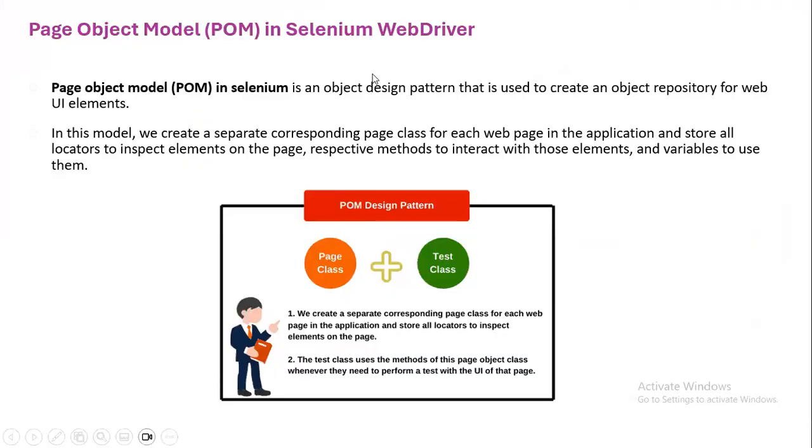What is a page object model? Page object model in Selenium is an object design pattern used to create an object repository for web elements. In this model, we create a separate page class for each web page in the application and store all the locators to inspect elements on the page, and the respective methods to interact with those elements, and variables to use them.